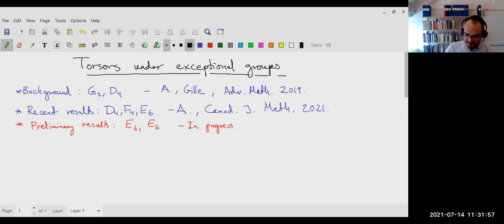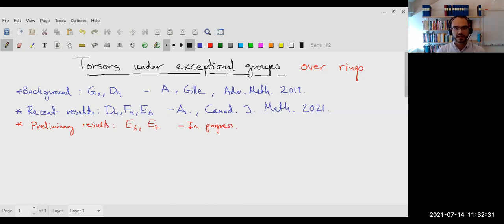This is a long-term kind of work that started with a joint paper with Philippe Gilles that appeared 2 years ago, where we dealt with groups of type G2 and groups of type D4 over rings. Maybe I should say this because this is the point: over rings. And these were related to Octonion algebras and isotopes of Octonion algebras.